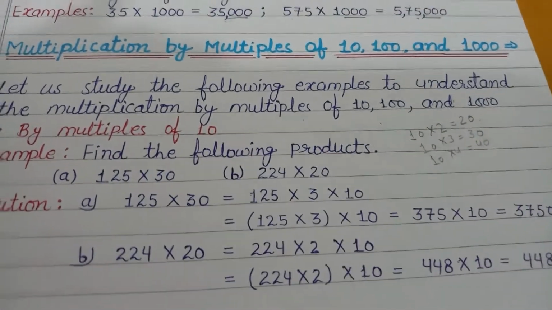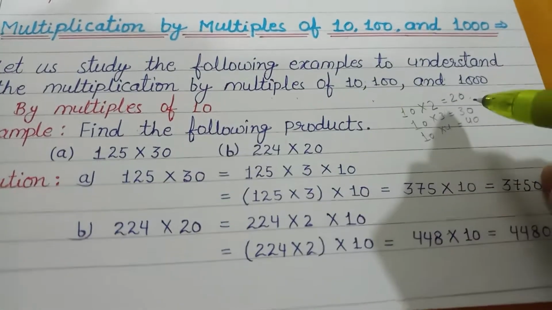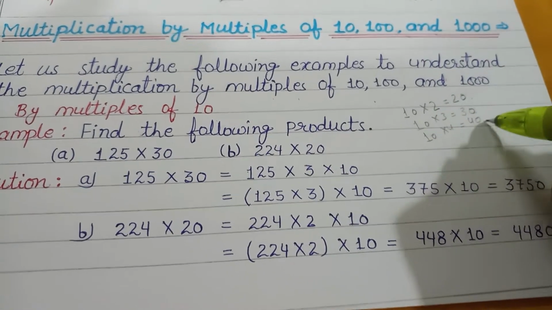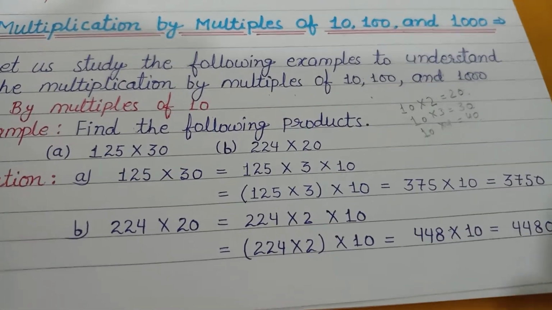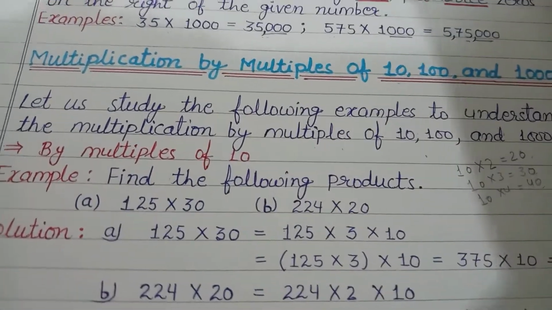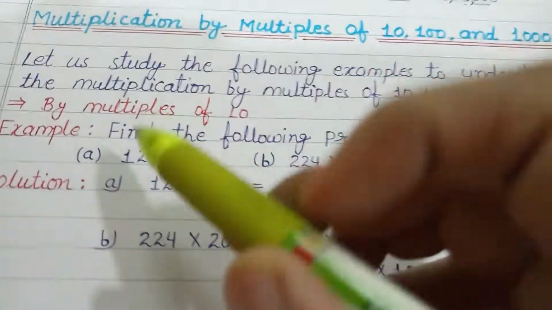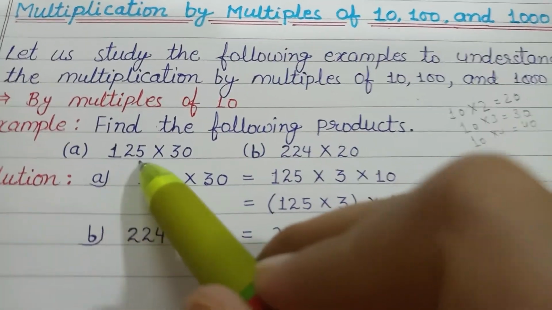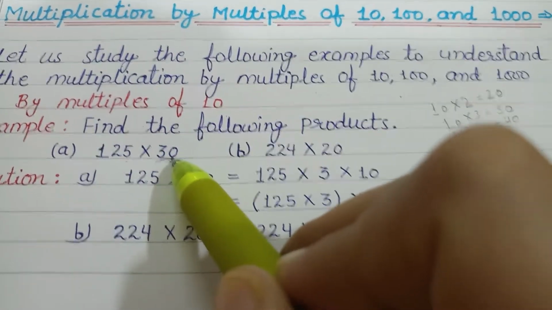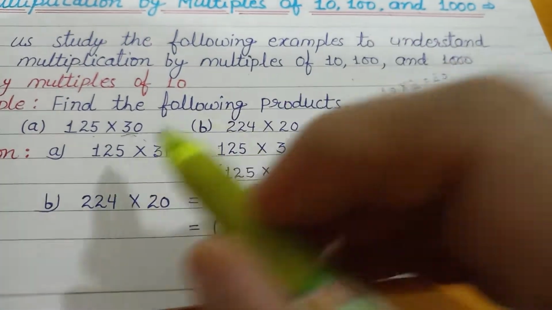We will understand by example. By multiples of 10. So as I told you, multiples of 10 are 10, 20, 30, 40, 50, 60, 70, 80 and so on. Okay. So let's take an example. Find the following product. Here we have to multiply 125 multiplied by 30. 30 is the multiple of 10. Now how to do it directly? You see, it's too easy.